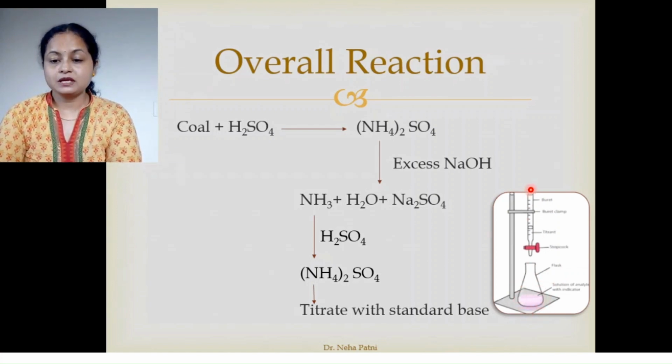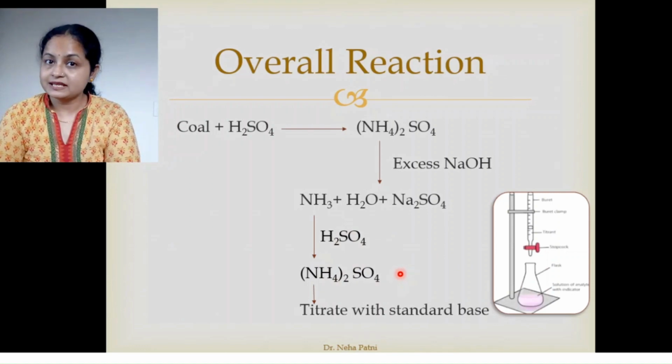Now obviously this base is going to neutralize the acid. Which acid? The acid which is left after absorbing NH3. You have taken excess of H2SO4, you have taken 10 ml, right? Now let's say that out of this 10 ml, some amount of H2SO4 is utilized in absorbing NH3 and is converted into this, but some is left. Now how much is left? That you have to know by titrating it with base.